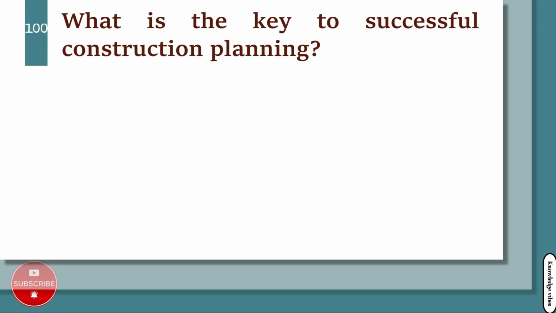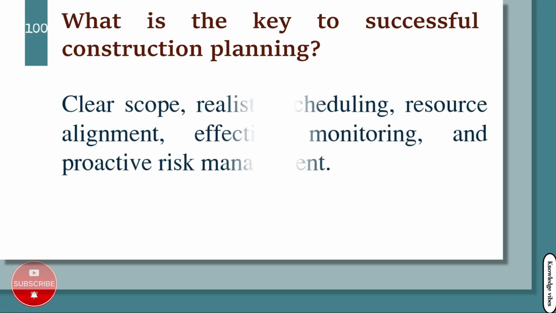What is the key to successful construction planning? Clear scope, realistic scheduling, resource alignment, effective monitoring, and proactive risk management.